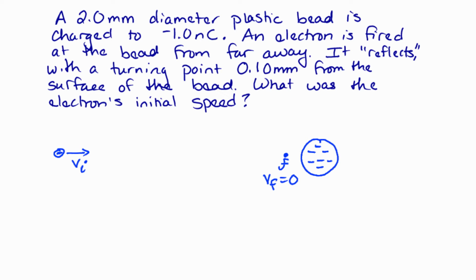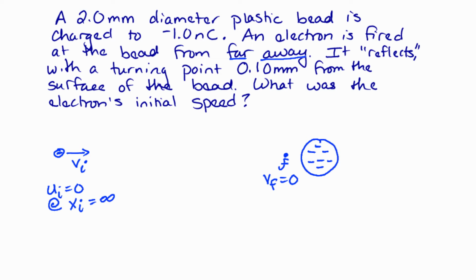Now, looking at the situation, it has some initial velocity. At this point, when it's far away and has that initial velocity, the potential is going to be 0, and we're going to assume that the distance it's at, so x initial, is infinity. That's where the far away part comes from.